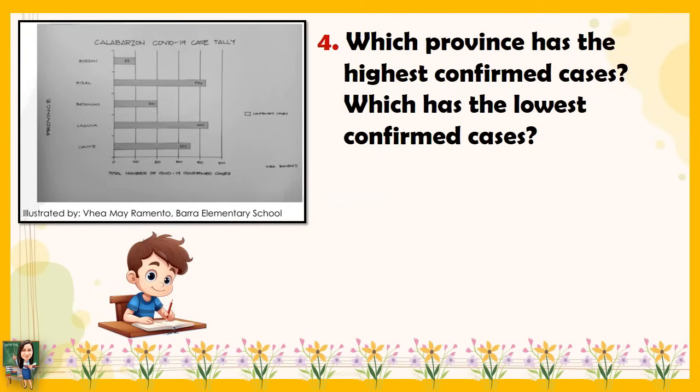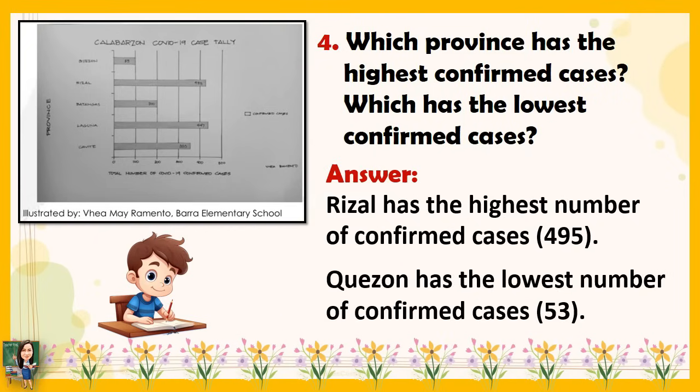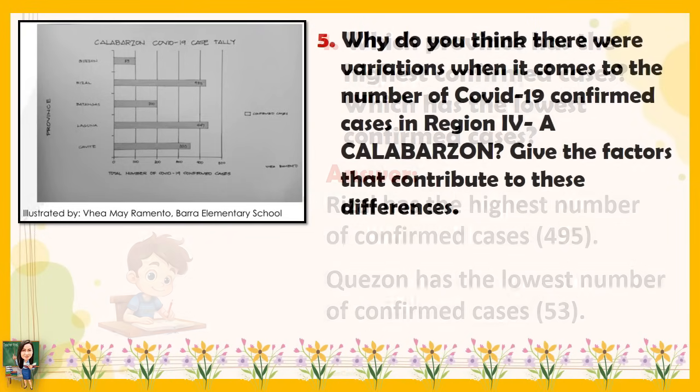Which province has the highest confirmed cases? Which has the lowest confirmed cases? And here is my example answer. Rizal has the highest number of confirmed cases, which has 495 cases. And Quezon has the lowest number of confirmed cases, which has 53 cases. Fifth question.